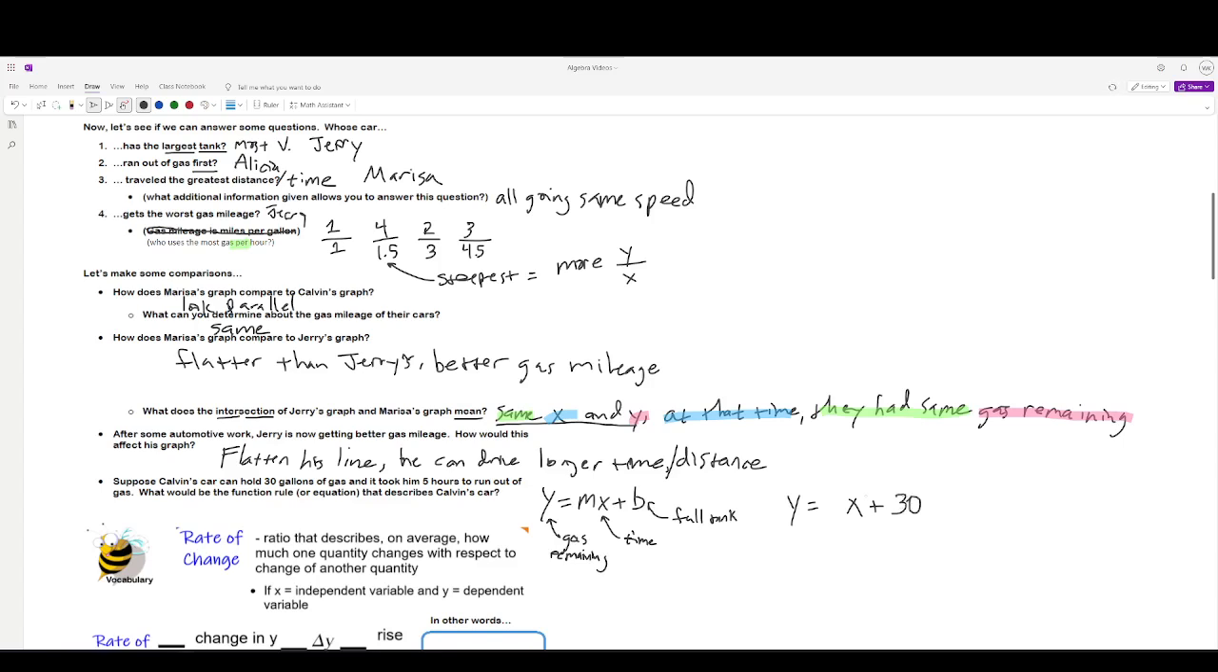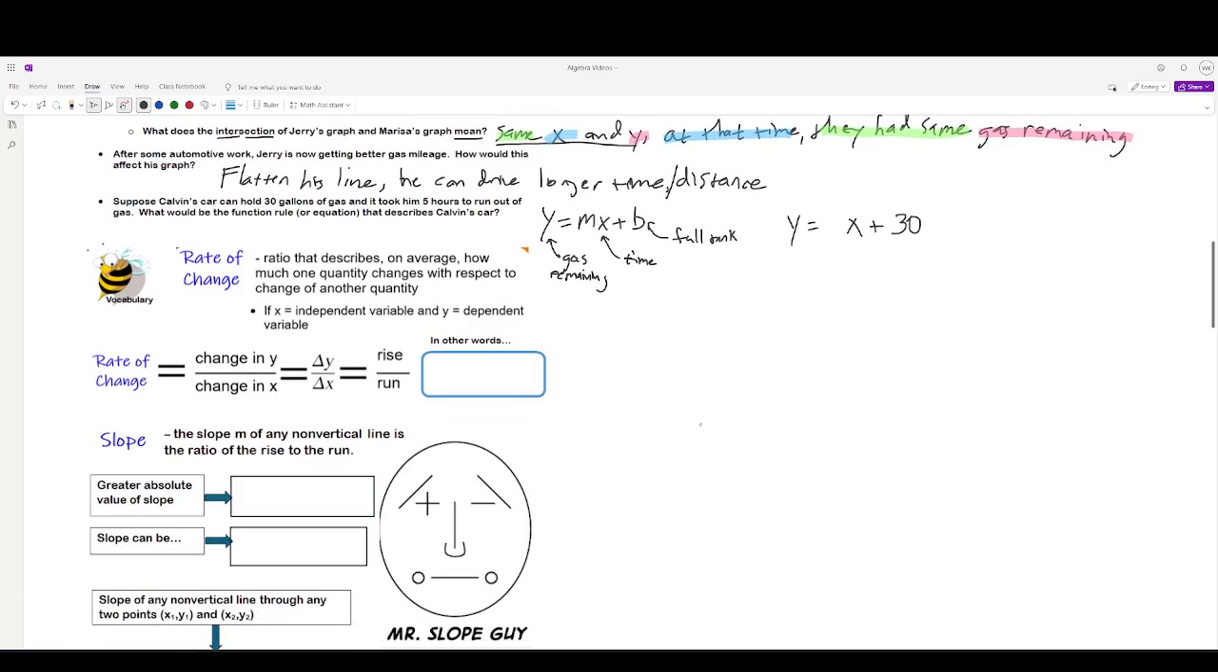So to calculate the slope, we're actually going to scroll down just a little bit and look at what the rate of change or slope means, and then we will come back. So I'm going to highlight this missing piece of information here, which is the slope, and we'll come back to it in just a minute.